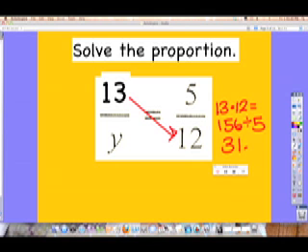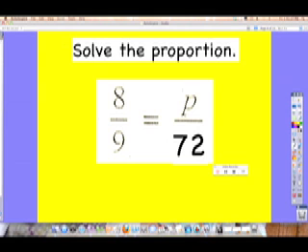All right, hands in the air, tell me how you did this one. Brendan, what'd you do? 8 times 72. Okay, and then what? Divided by 9. What'd you get? 64. Clap twice if you got the same thing. Okay, one more of this type. You ready? Go.